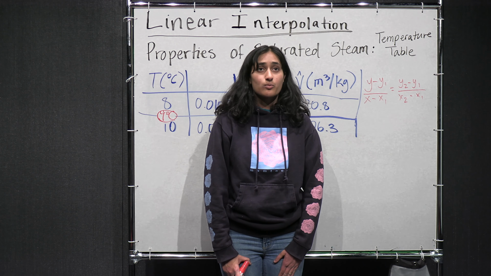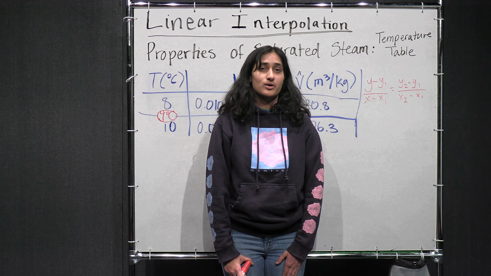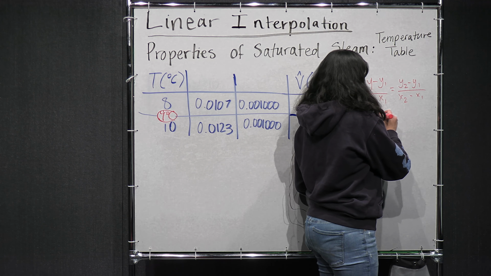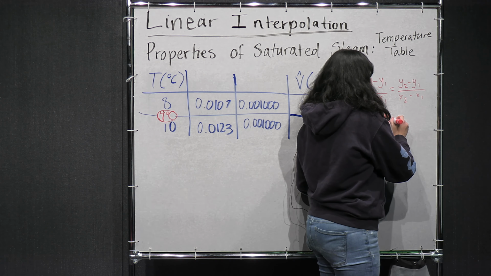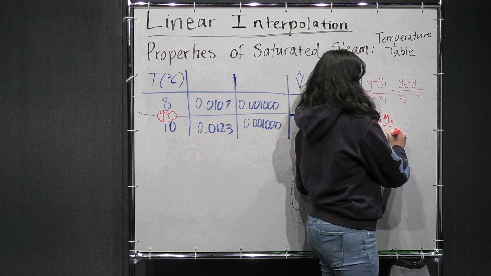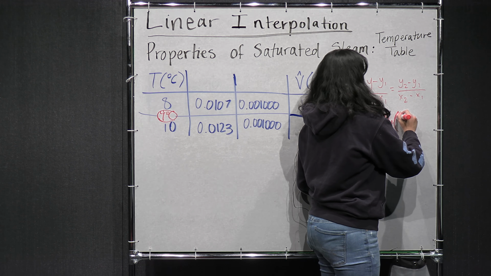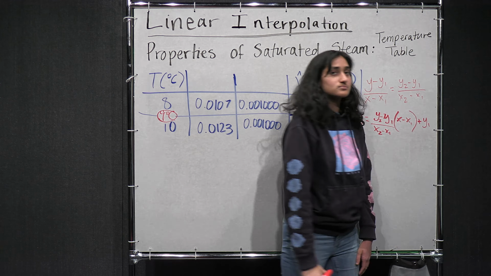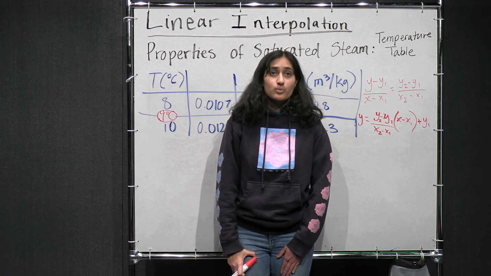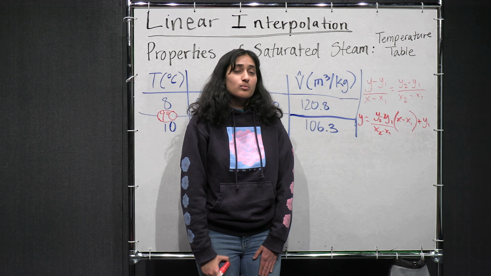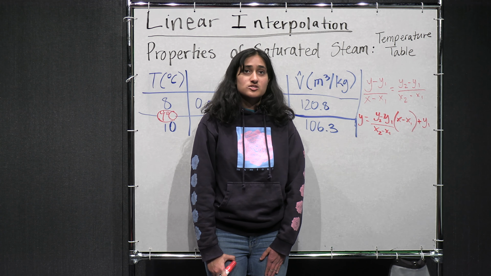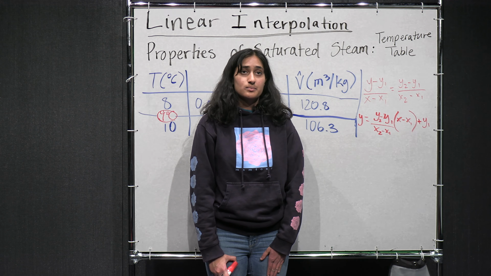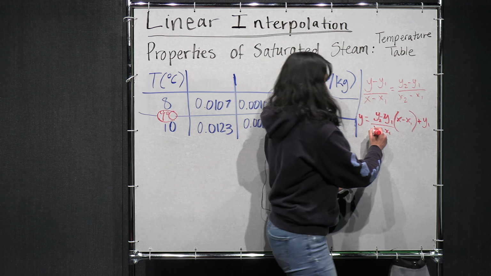Rearranging the equation and solving for y, which is the value that we're trying to interpolate for, we get the following formula. y equals (y2 minus y1) over (x2 minus x1) times (x minus x1) plus y1. If you think of it in terms of the equation of the line, we have the slope (y2 minus y1) divided by (x2 minus x1), times our independent variable (x minus x1), plus the intercept y1.